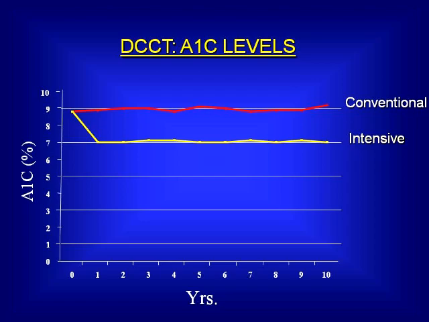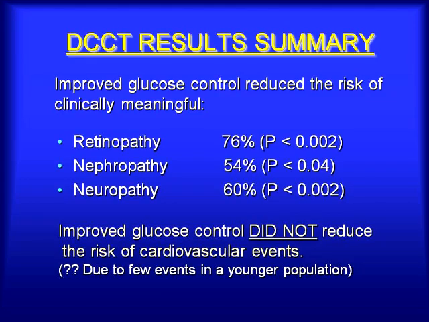But it made a difference. These patients had much less retinopathy, much less nephropathy, and much less neuropathy. So overall, they seemed to do better. But interestingly, the tight glucose control did not reduce the risk of cardiovascular events. They still had their MIs. And we thought, well, this is a young population. Maybe they're too young. They haven't had their diabetes long enough. Who knows? But whatever it is, retinopathy, neuropathy, and nephropathy were clearly improved.